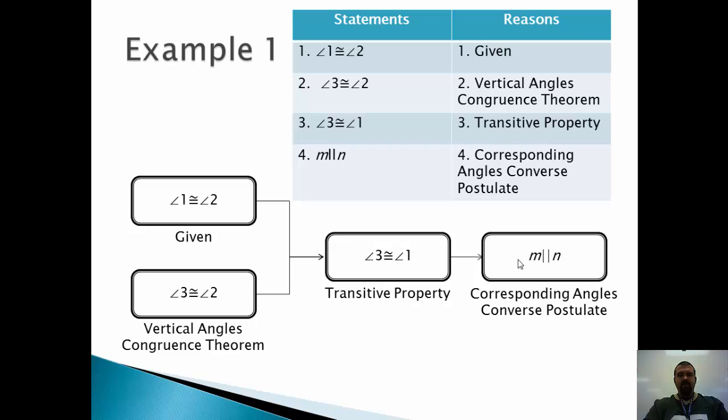It's up to you if you want to do 2-column like up here, or flow proof, unless I specifically ask for one or the other. Personally, now that you have the option of flow proof, I would probably be using that.